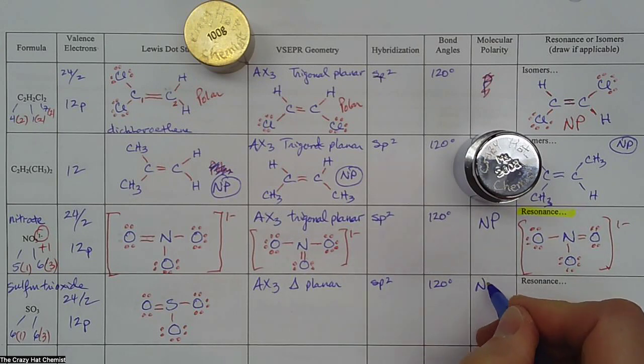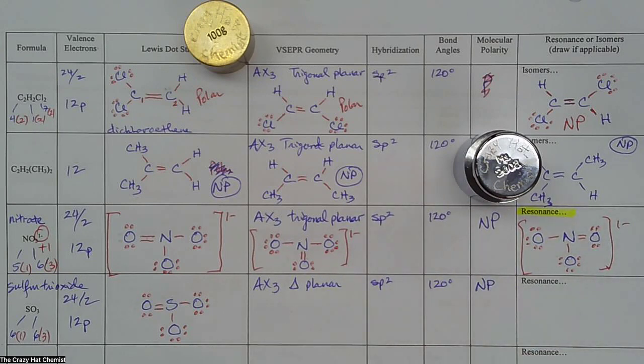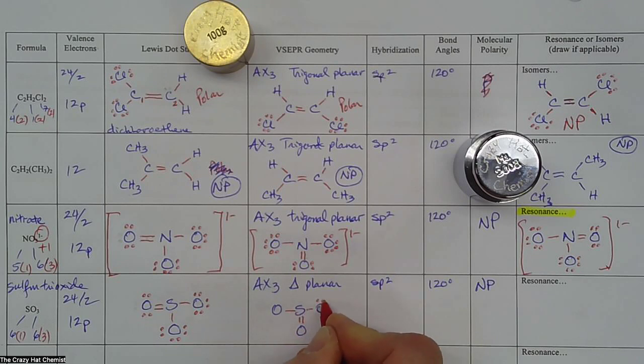And all these are non-polar. So we're going to draw the two other resonance structures. That's an S, an O, an O, an O. Okay, and I'm going to move this double bond now down below. It's very similar to what we did with nitrate. Just another practice problem for you to do.